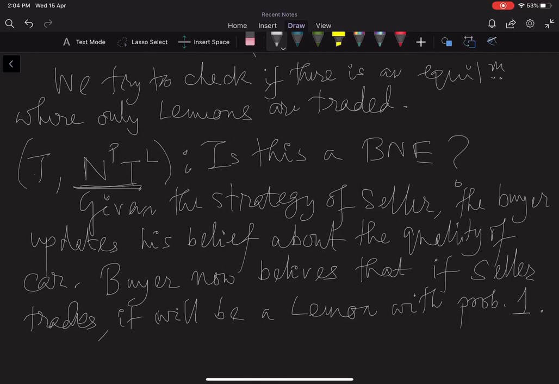If you apply Bayes rule here, given the strategy and the prior belief of q and 1 minus q, you will find that the updated belief will be probability 1. We will see a more general application of Bayes rule in Bayes-Nash equilibrium in a separate example. But just to specify, this is something where we are indeed using Bayes rule, implicitly.